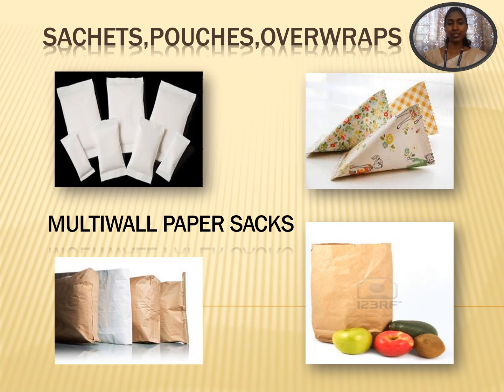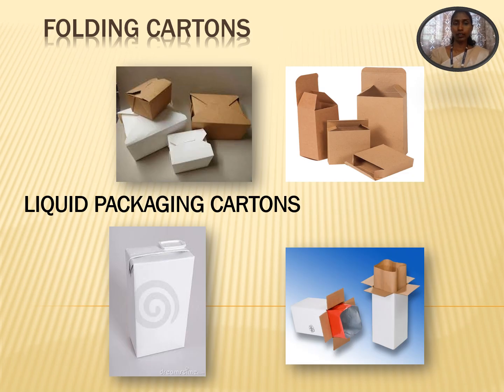And the multi-wall paper sacks are used for the packaging of dried food products, especially dried powder products, all-purpose flour, and sometimes milk powders, etc. And also this paper-based packaging is used for the packaging of fruits and vegetables, followed by folding cartons and liquid packaging cartons.